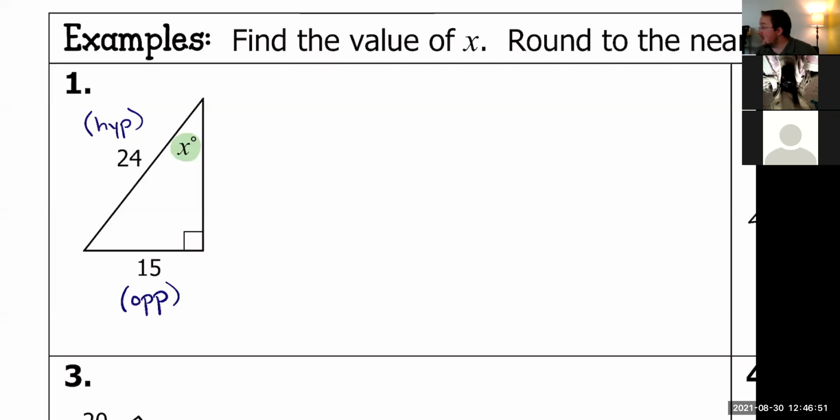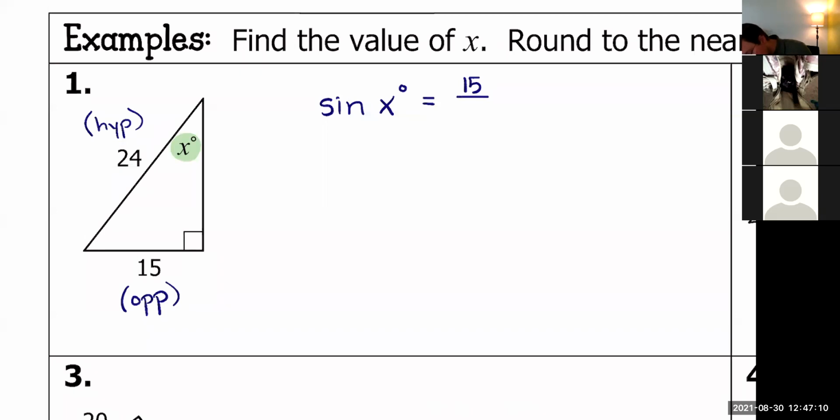So which trig function uses opposite and hypotenuse? Sin or sine. Absolutely. So what I can do here then is I can say that the sine of our angle, which is x degrees, equals the ratio opposite leg, which is 15, over the hypotenuse, which is 24.